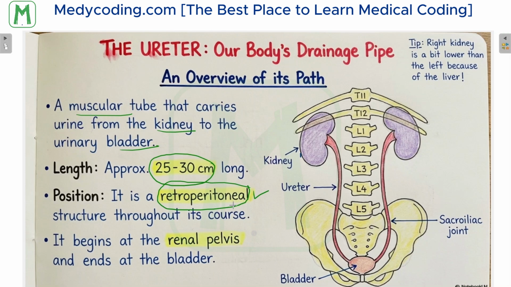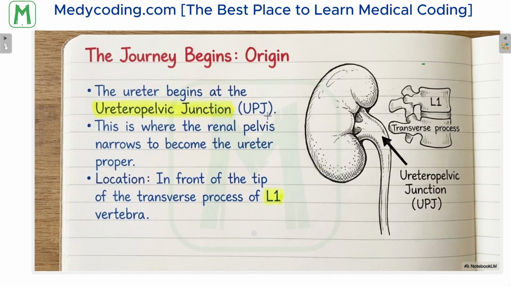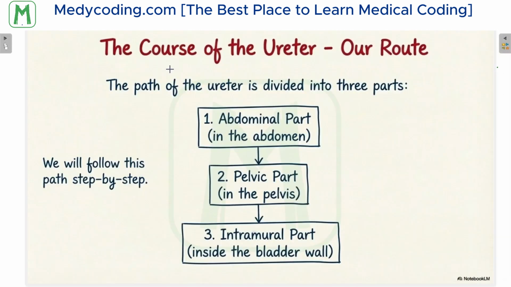The ureter starts from the renal pelvis at a point that is the uretero-pelvic junction. The ureter begins at the uretero-pelvic junction. This area is known as the uretero-pelvic junction because the ureter and the renal pelvis join here. And after this, we get the proper ureter. Now let's start the courses of the ureter.